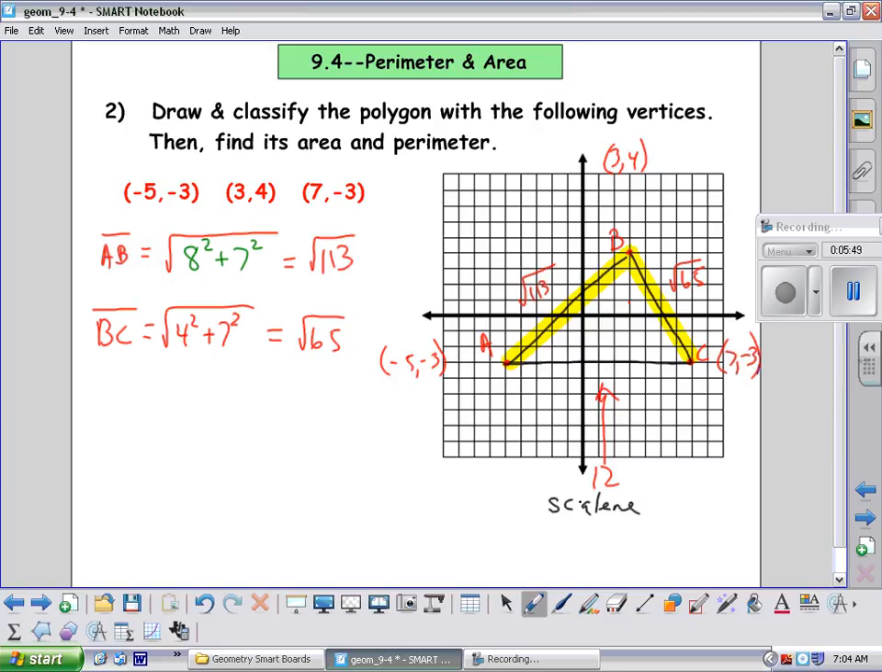And I can probably look at the slopes real quick. So the slope of this guy from A to B is, again, my change in y was 7. Change in x was 8. So it's a positive slope line. So that slope is 7/8.